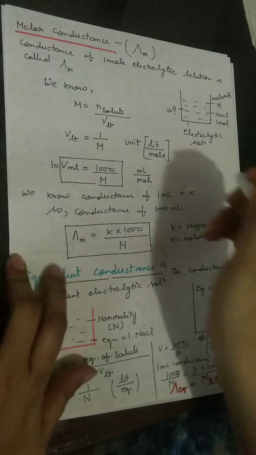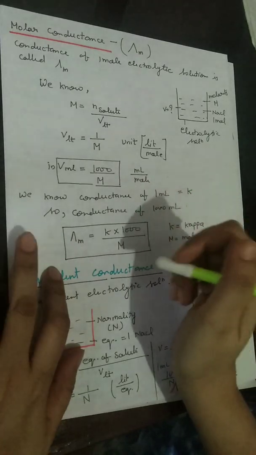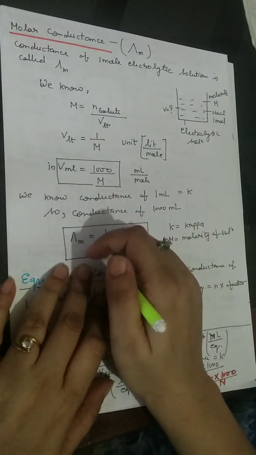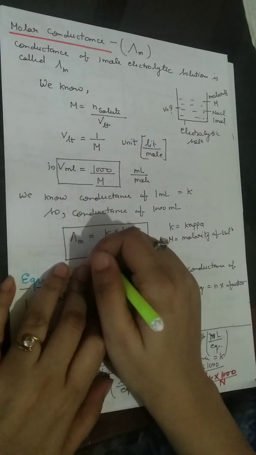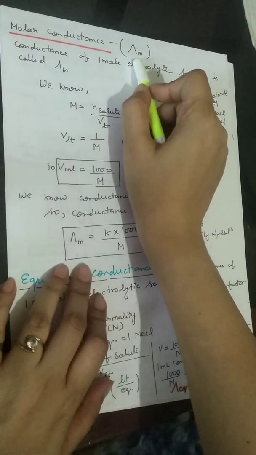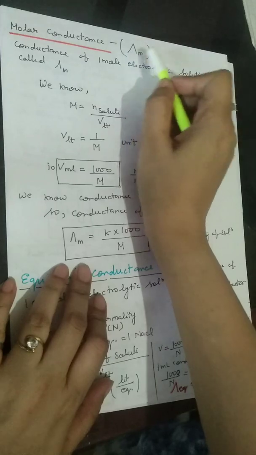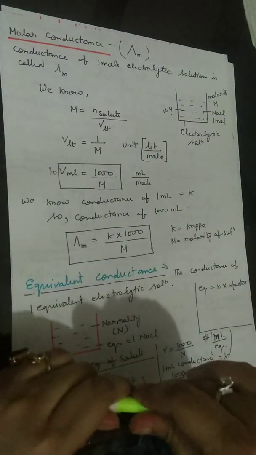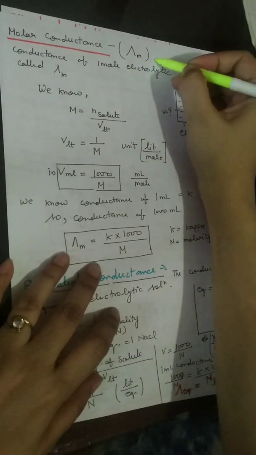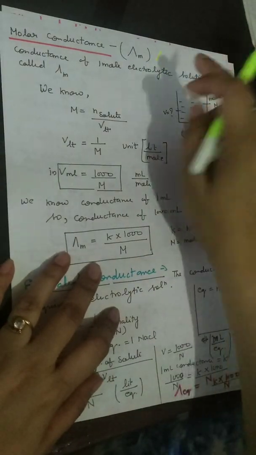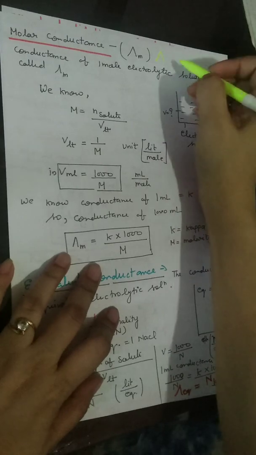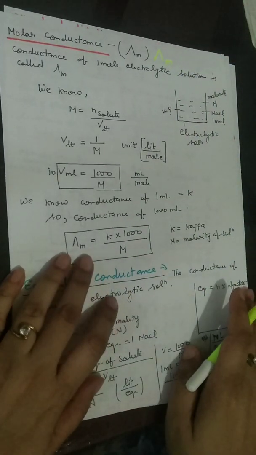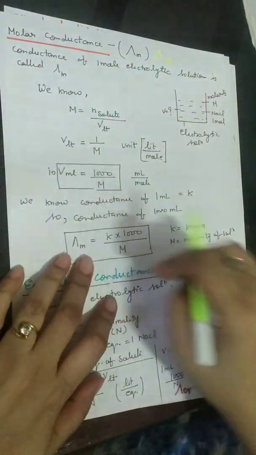Hello everyone. After the topic of conductance of electrolytic solution, we are on the next topic, that is molar conductance. Molar conductance is represented by capital lambda M. It is the symbol of molar conductance, in which we draw a cap, and for molar we write M, right? Now, what is molar conductance?